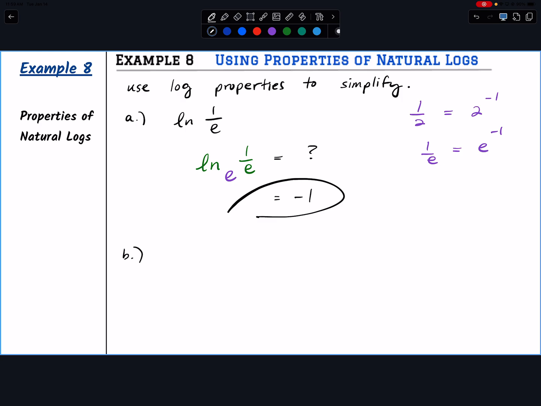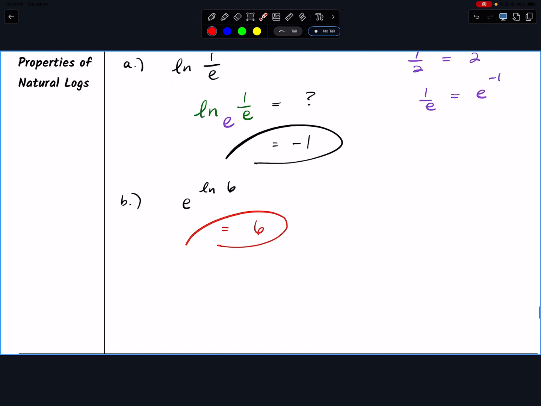Okay, B, e raised to the ln of 6. So remember, what's these two relationships? They are inverses. So what's going to happen to them? Cancel. So the answer is just 6. There's no work to show for that because I assume that you guys know that they're inverses. Okay, so don't stress like, I didn't show work. What do I do? It's just, I hope you guys know that.